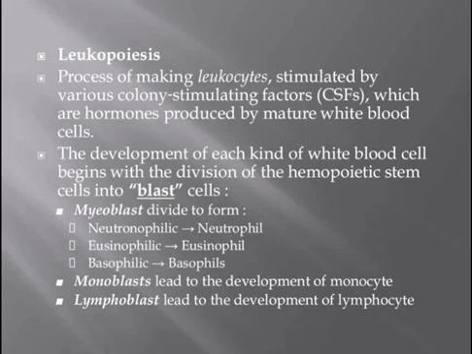Second process under hematopoiesis is leukopoiesis. So leukopoiesis is the formation of white blood cells or leukocytes, and the hormone which is responsible for their stimulation is colony stimulating factor. Right? So the development of each kind of WBC begins with the division of hemopoietic stem cells into blast cells. Right? So there are three subdivisions of blast cells, one being your myoblast, second being your monoblast, and the third being your lymphoblast. Myoblasts further divide to form neutrophil, eosinophil and basophil. Monoblasts further develop to form monocytes, and lymphoblasts further develop to form lymphocytes.